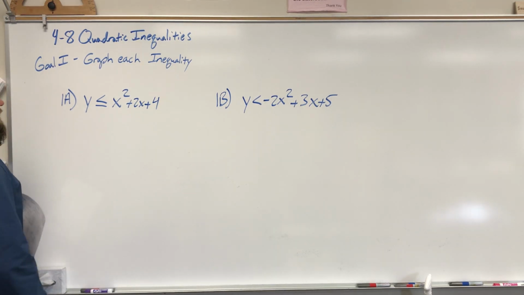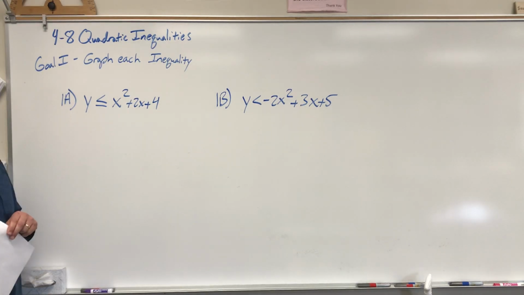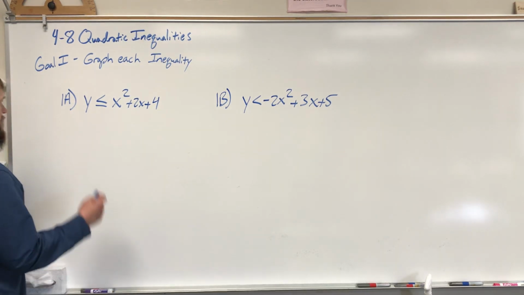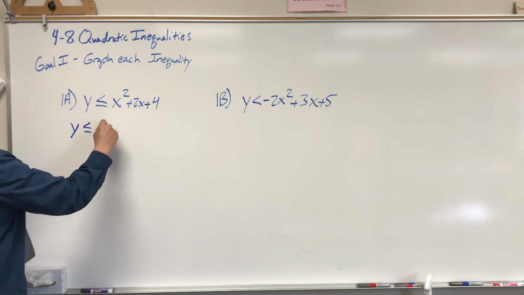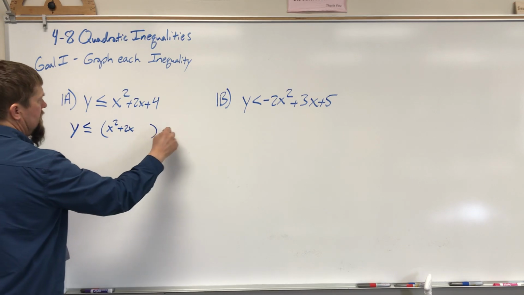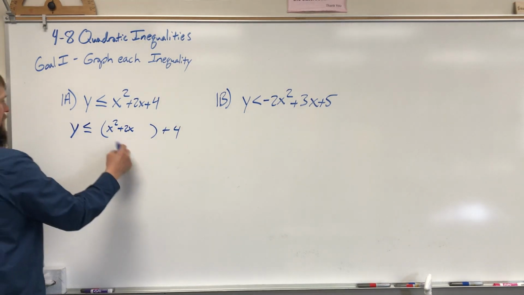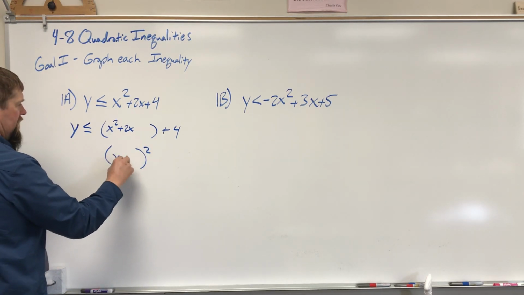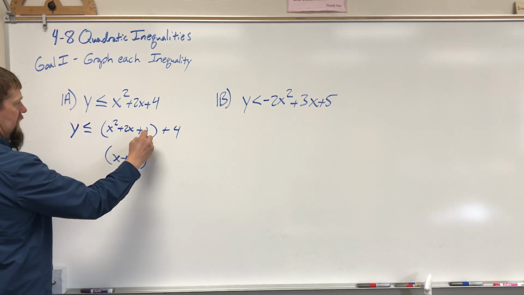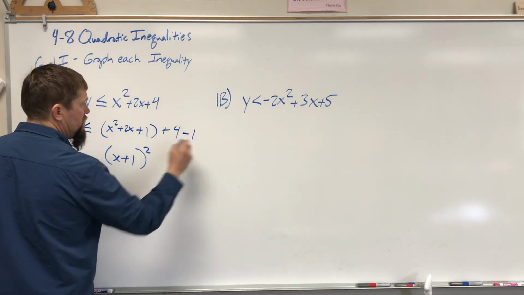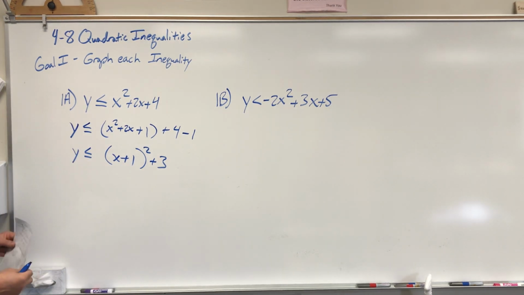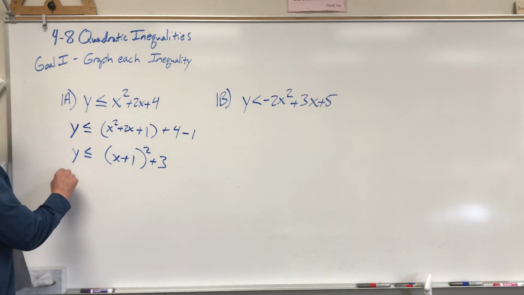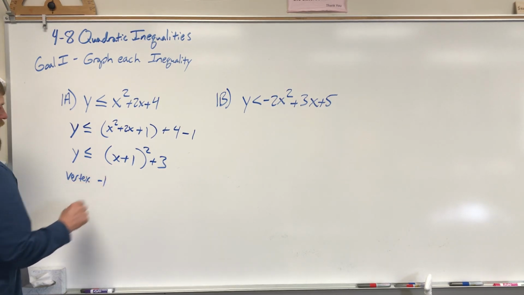Okay, so 1A is y is less than or equal to x squared plus 2x plus 4. What I'm going to do on this one is use vertex form to graph it. This one's a real nice one for that. I'm going to pretend this is equals, but we can just keep it as less than or equal to. I'm going to break apart the x squared plus 2x and move the plus 4 out. I'll make a perfect square, x plus 1. So I need to add 1 here to make it equal, but then I have to subtract 1 on the outside, making it a plus 3. So my equation is y is less than or equal to x plus 1 quantity squared plus 3, where my vertex is -1, 3.